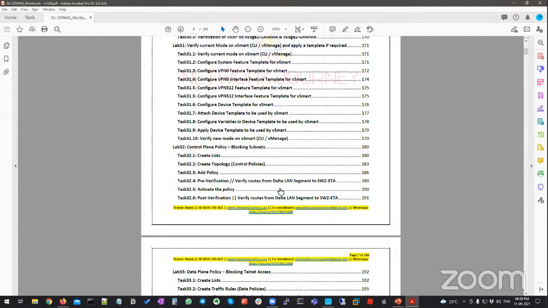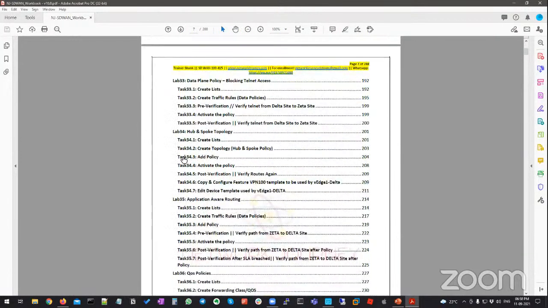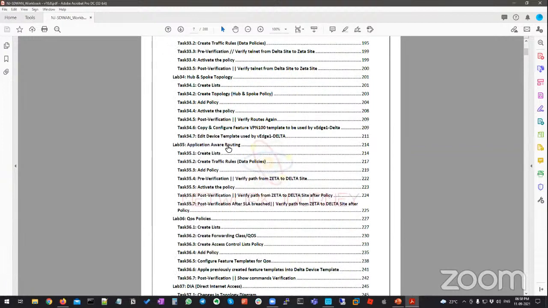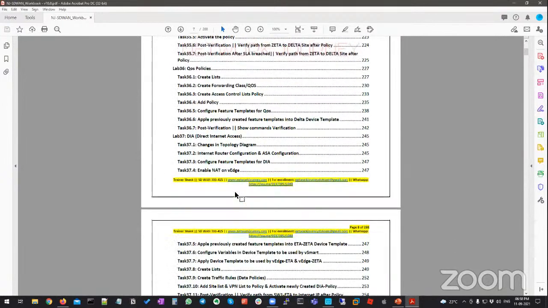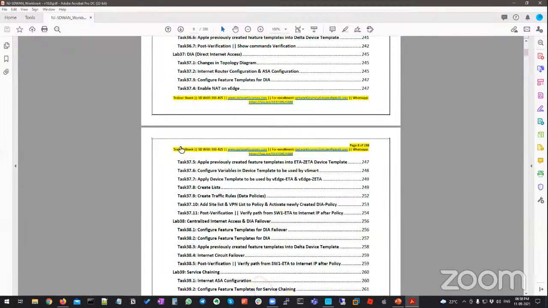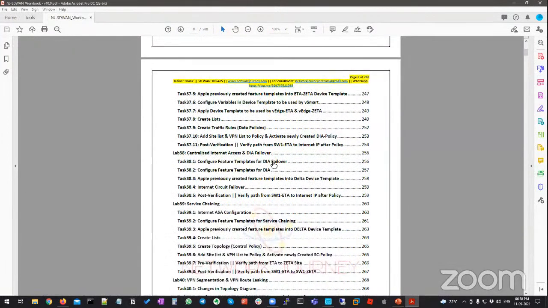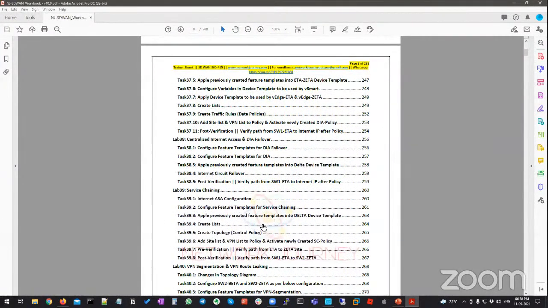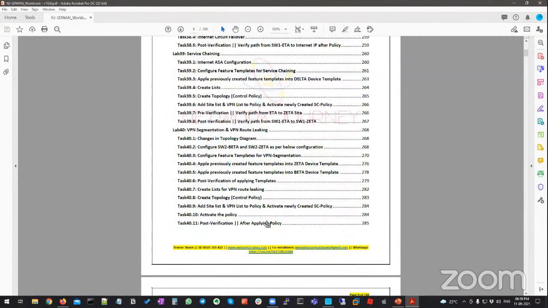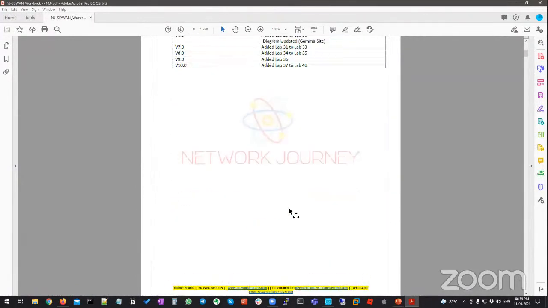Then your control plane policy, data plane, and how you can create a hub and spoke topology. So there is a complete lab of it. Application aware routing, where you see how particular application traffic needs to be sent over the service provider, your QoS policy, your direct internet access, centralized internet access, how you're going to do the failover, your service chaining, your VPN segmentation. So again, everything is going to be covered.